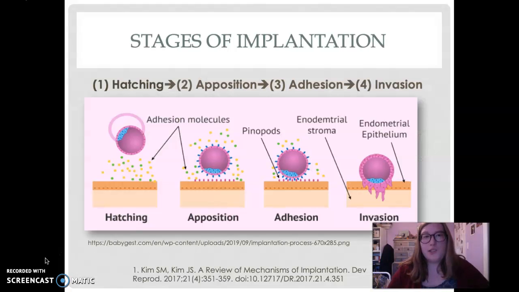Okay, stages of implantation. Now that we have discussed the essential hormones of pre-implantation, we can begin the discussion of the 4 stages of implantation. The first step of implantation is called hatching. Hatching is the name of the process of the loss of the zona pellucida, which is a layer of glycoproteins that surrounds the plasma membrane of human oocytes and serves to protect against premature implantation in the fallopian tubes.